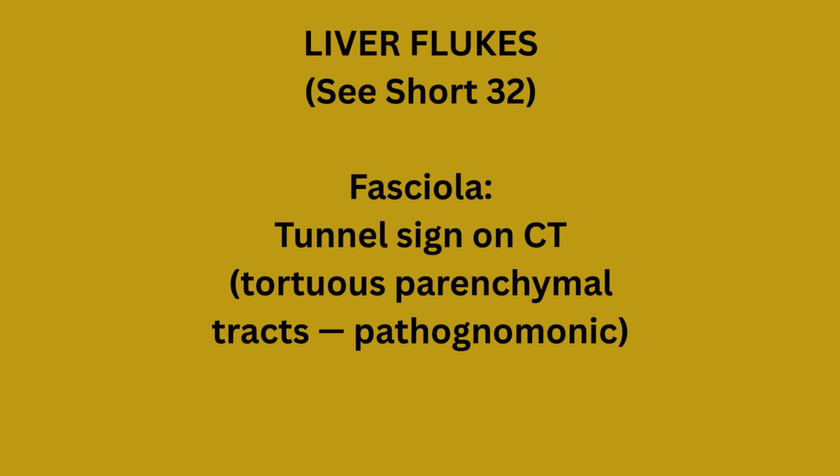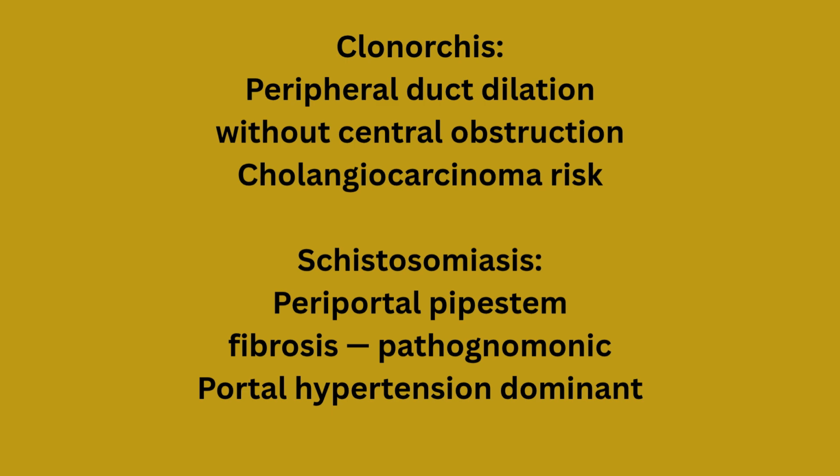Liver flukes: three distinct patterns. Fasciola gives the tunnel sign on CT: tortuous tracts from the migrating fluke. Clonorchis gives peripheral intrahepatic duct dilatation without central obstruction, with significant cholangiocarcinoma risk. Schistosomiasis gives periportal pipestem fibrosis, pathognomonic, with dominant portal hypertension. Details given in Short 32.